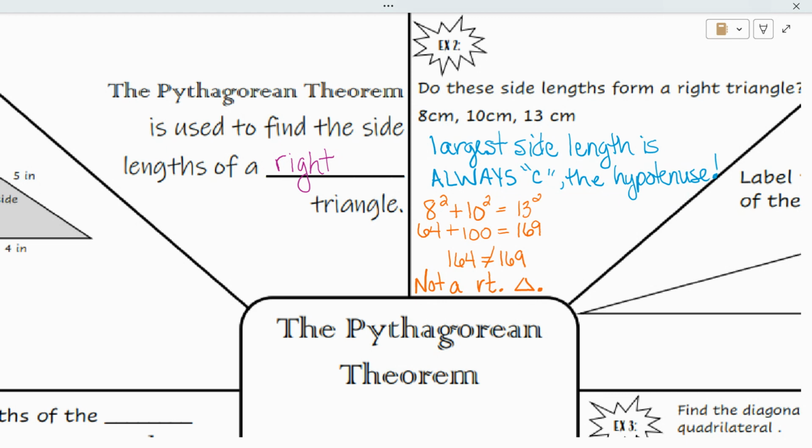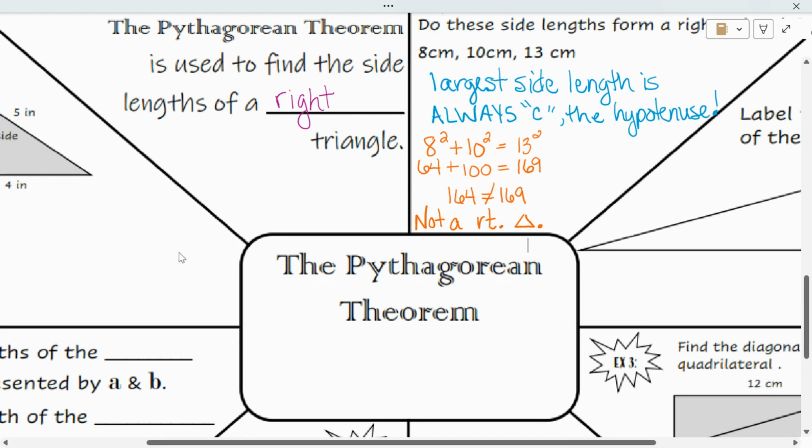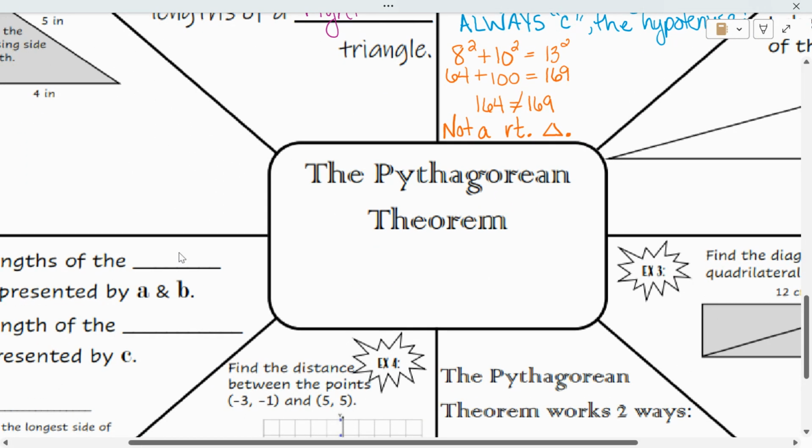Okay. What is the Pythagorean theorem? Someone tell me what we're putting in here. Go ahead. I'd say it's the formula. Yeah. What is, solve a right triangle. So what is the formula? A squared plus B squared equals C squared. Perfect.